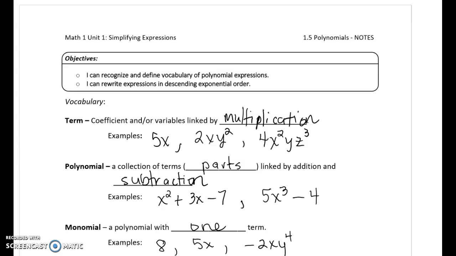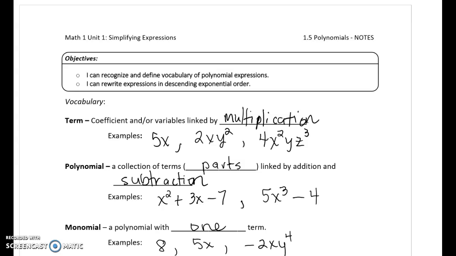Okay, so let's get started with the section 1.5 notes on polynomials. The objectives. After this lesson, you should be able to recognize and define vocabulary of polynomial expressions. And also, you should be able to rewrite expressions in descending exponential order. Okay, so I started off the notes for you here.